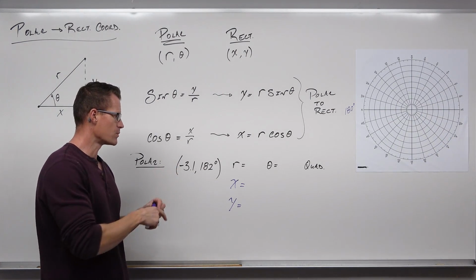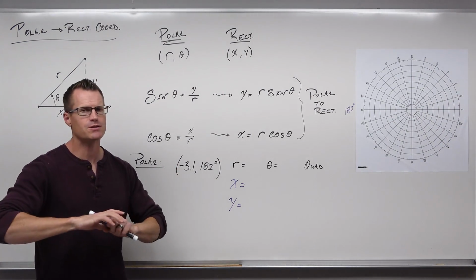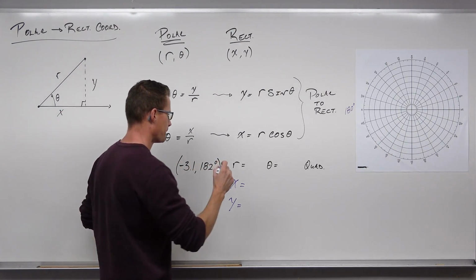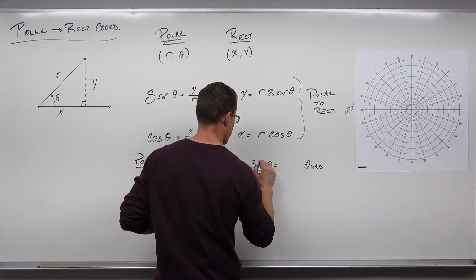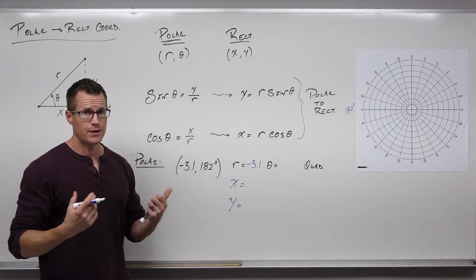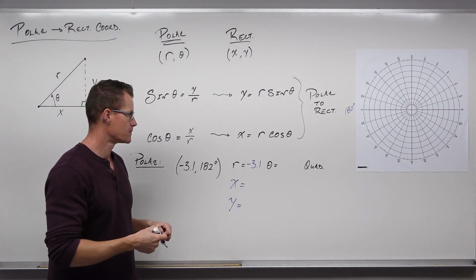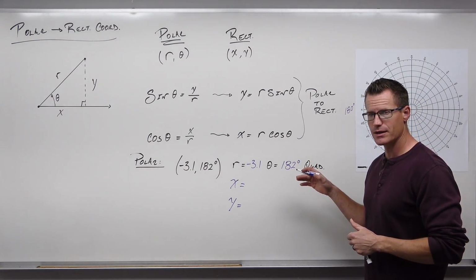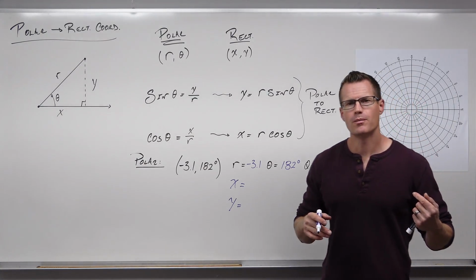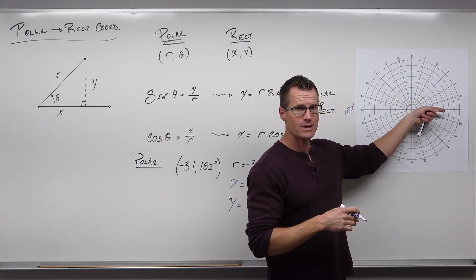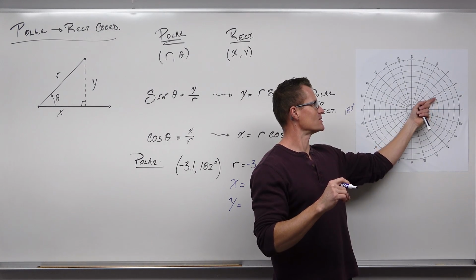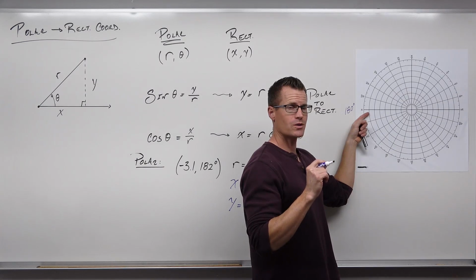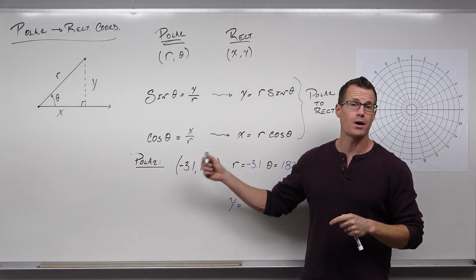So this is a point in polar coordinates. Write down the r first. If it's negative, that's fine. Leave it. If it's a decimal, that's okay too. So we just have negative 3.1 with an angle of 182 degrees. If we started from our polar axis and went 182 degrees, that's just past 180. It would be in quadrant 3 if our r was positive, but it's not.